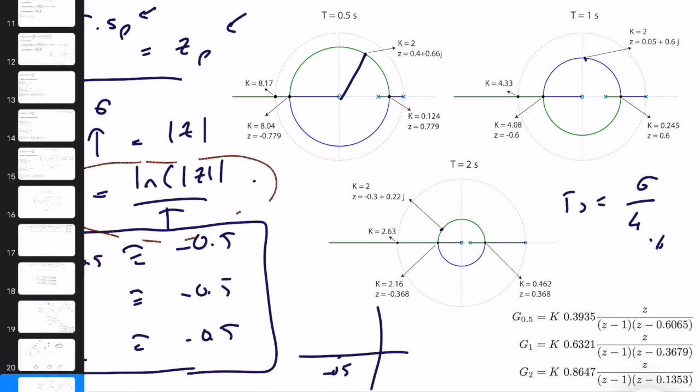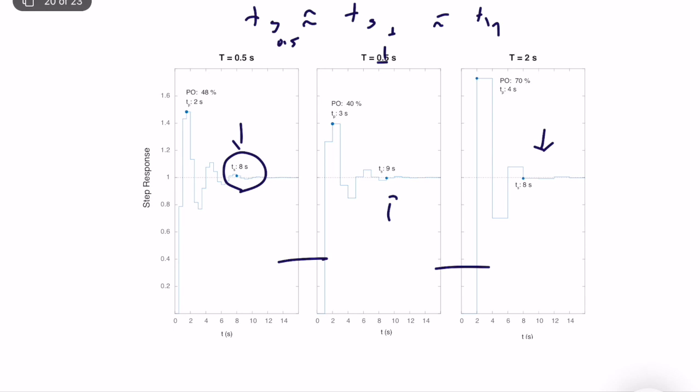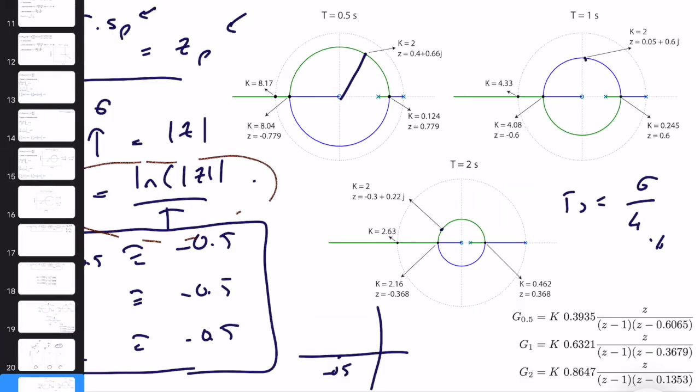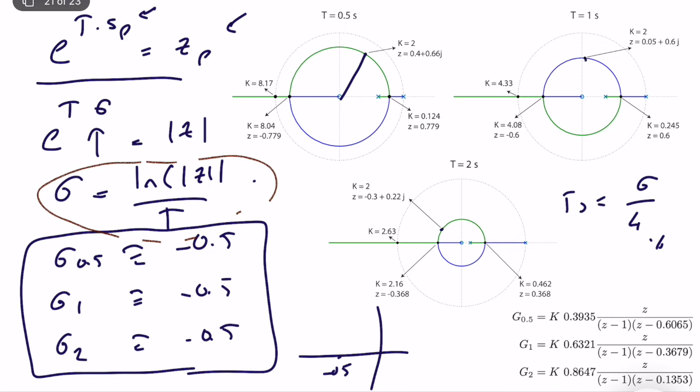Okay, so if we go to here, what we obtained is that if we increase the sampling time, overshoot and peak time performance degrades, but settling time performance doesn't change. And as you can see, it is the same result obtained from an analytical perspective. Okay, that's good.